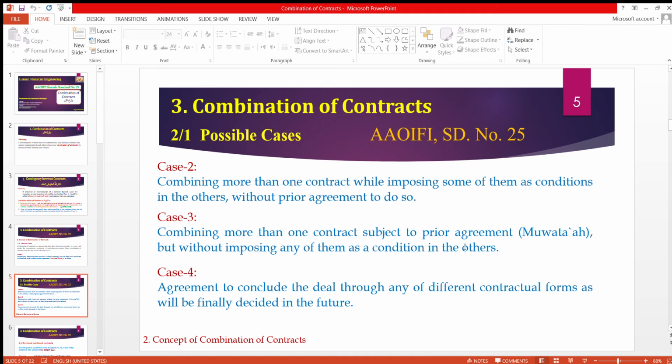If this kind of situation was not there, then still it will be considered that this is the combining of contracts in the same session, but it is allowed in Sharia.